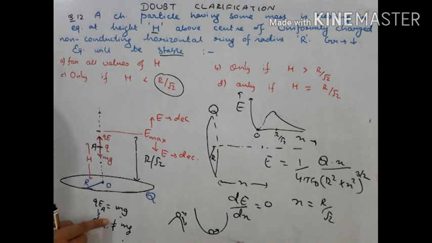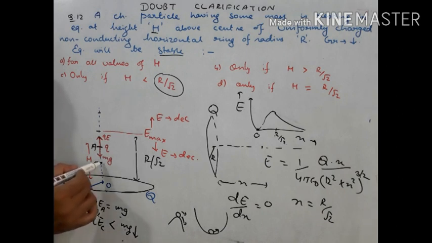So the left hand side, suppose this point is C, will become QEC, and as I have discussed, EC will be less, so QEC will become less than mg. That means mg will become more. If mg will become more, the downward force will become more, upward force will be less. So what will happen to the net force? Net force will be in downward direction.